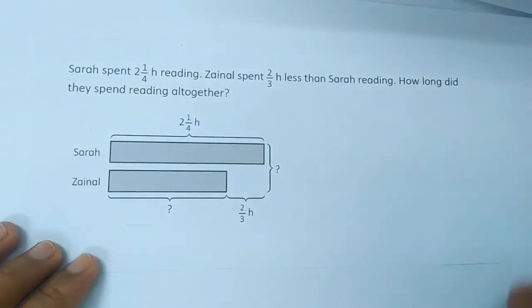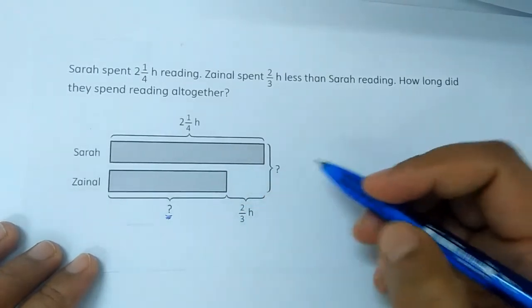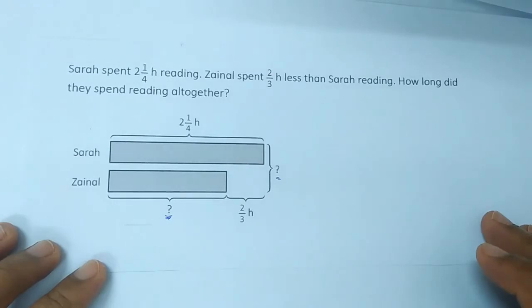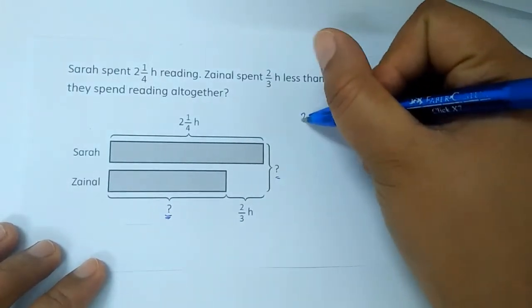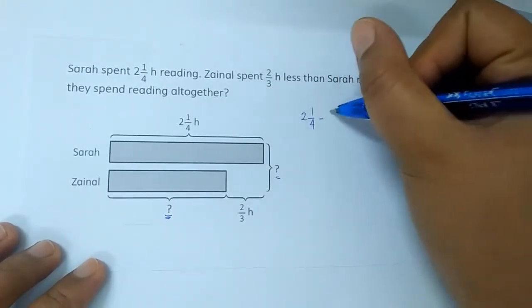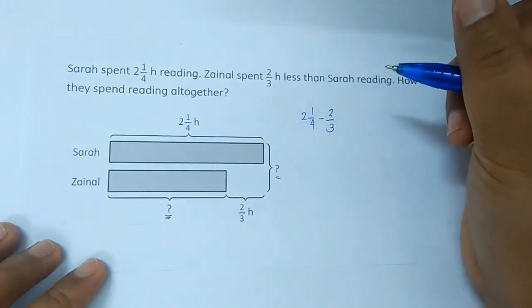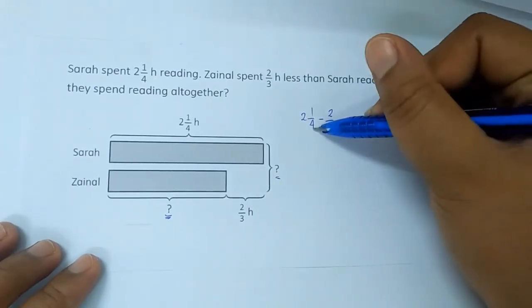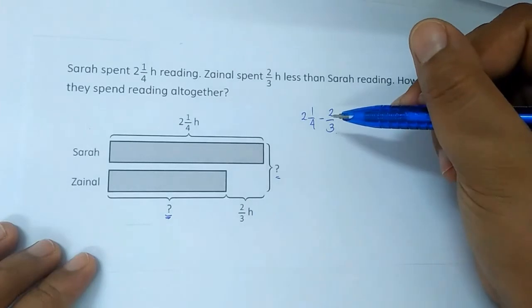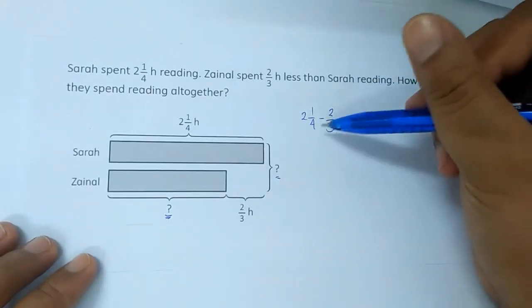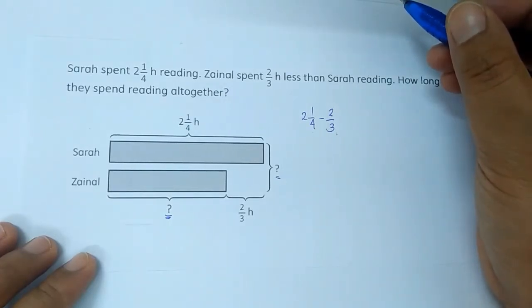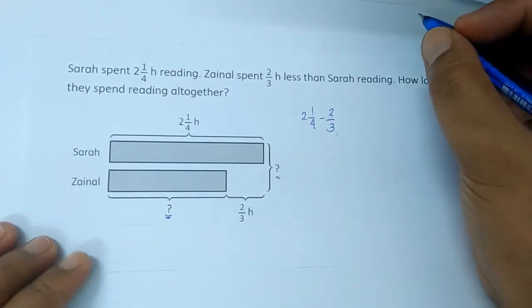We need to find Zainal first because we have 2/3 hours less than Sarah. So after we find Zainal, that's the time we can find how long they spent altogether. So how to find Zainal? Very good. Subtract 2 1/4 minus 2/3. We need to make the denominators the same for us to subtract. Can 3 become 4? No. We need to take the least common multiple of 4 and 3. What is the least common multiple of 3 and 4? Very good. It is 12.